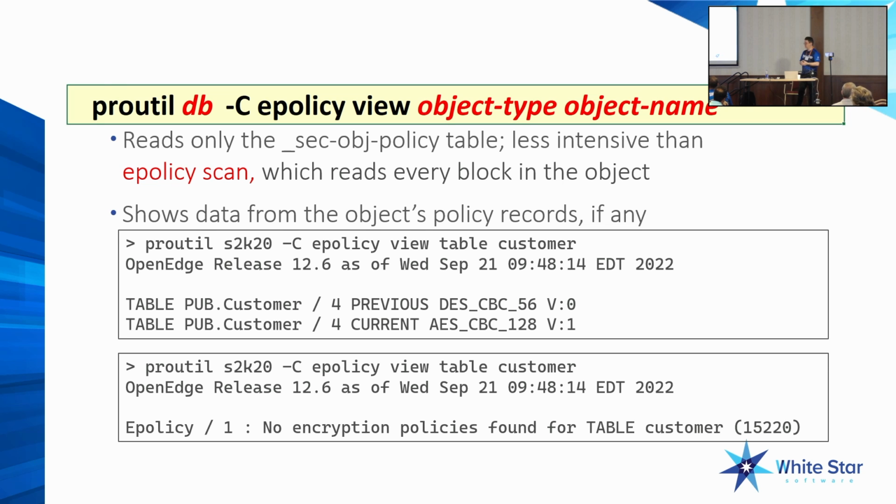Next, we've got ePolicy view. It doesn't look at the blocks in the object. It looks at the policies in the policy table for that object and tells you what they are. So it's a lightweight command because it's just reading 1 or 2 records. So here's an example of an object with 2 policies. Here's an example of an object that's not encrypted at all.